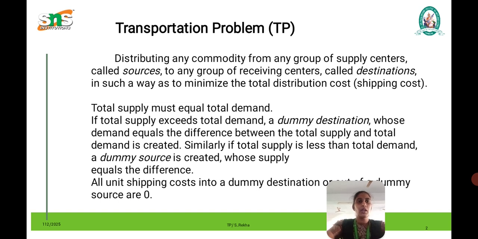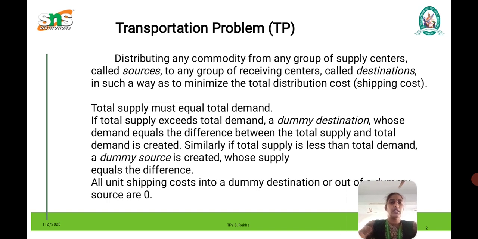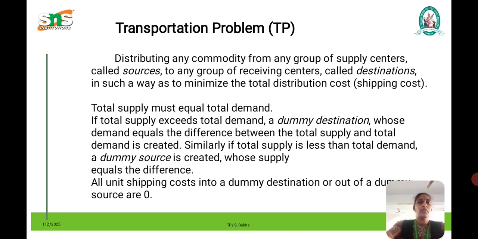Normally in optimization techniques there are two cases, one is the maximization case, another one is the minimization case. In the minimization case the shipping cost should be minimized, in order to get both the demand and the supply balanced. So all shipping costs into a dummy destination or out of a dummy source are zero. Okay, that we are going to see in this problem.